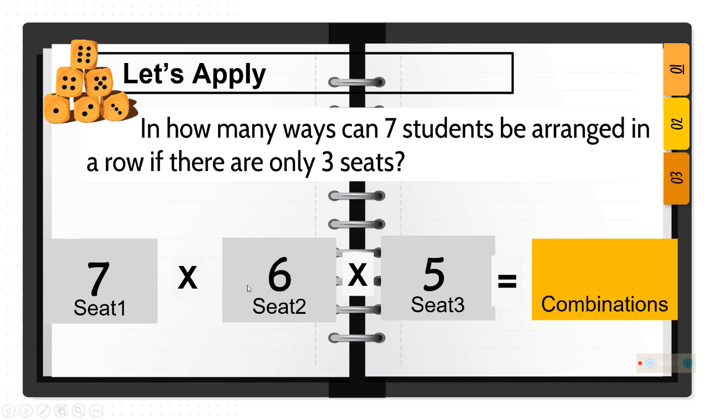Of course, the student seated in seat 1 is different from seat 2, and the student in seat 2 is different from seat 3. So that's why we have here 7, 6, 5. So 7 times 6 times 5 is equal to 210. Okay, did you get it?